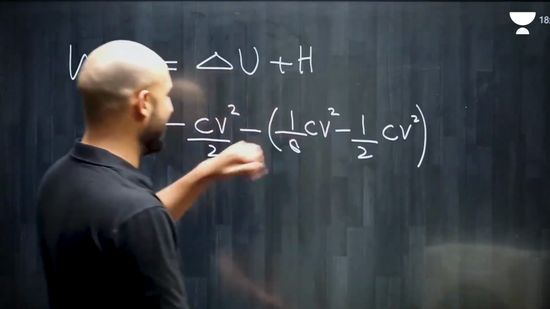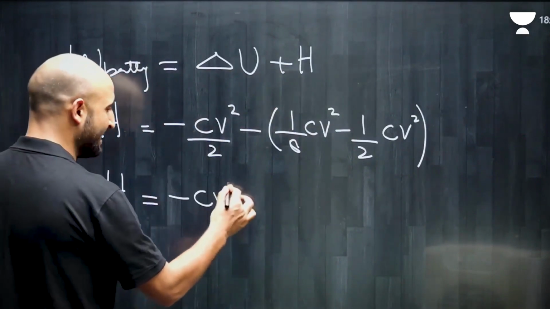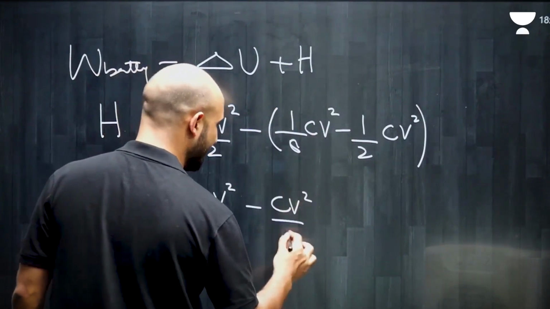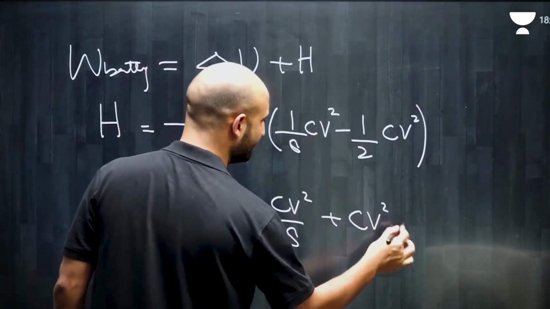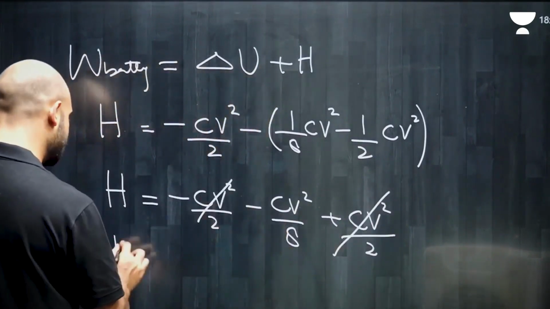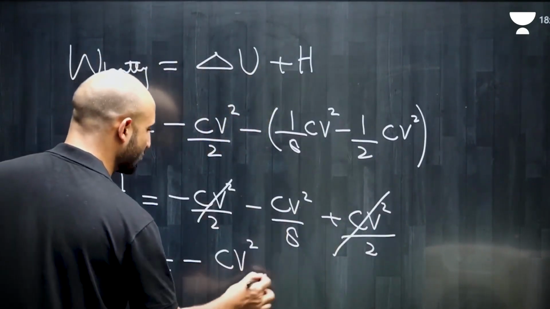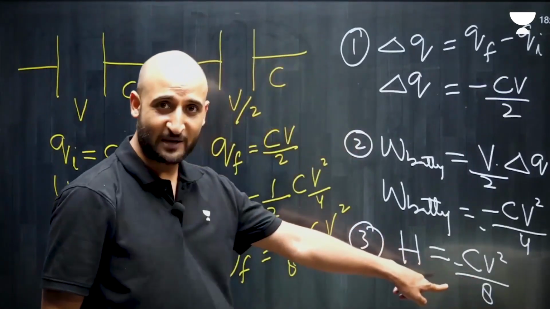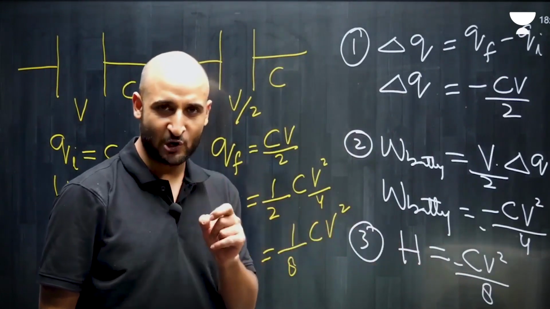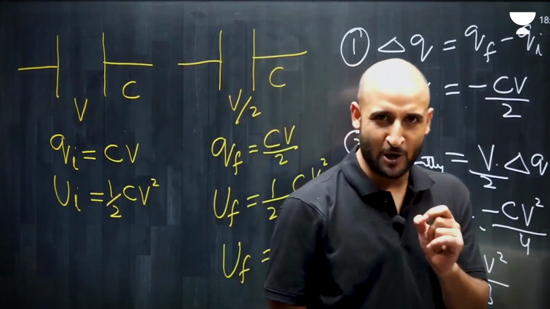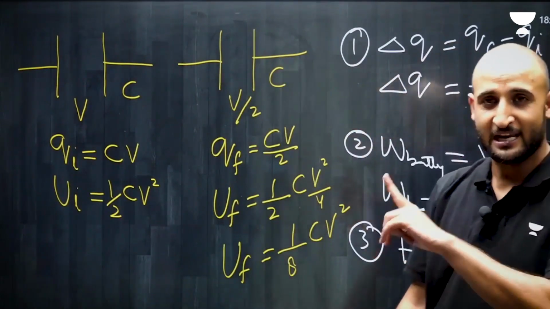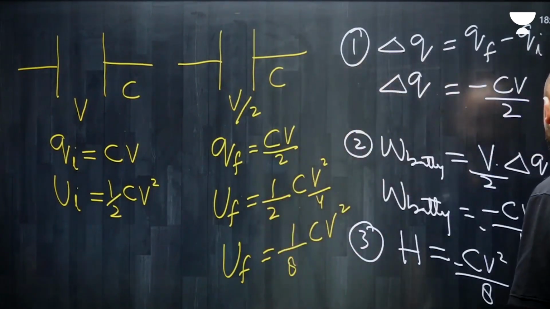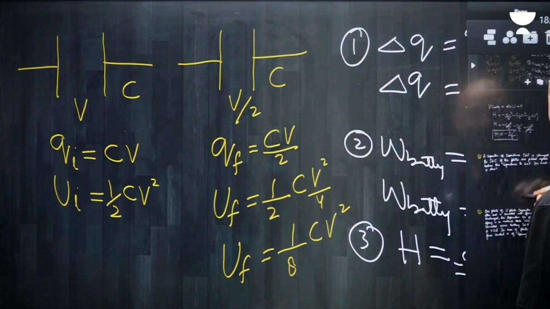Moving ahead here. So it is minus CV square by 2, minus CV square by 8, plus CV square by 2. This and this will go. Heat dissipated is equal to CV square divided by 8, and that's what I told you earlier. Remember it once and for all: heat dissipated in the process, in these questions, is always equal to work done by the battery divided by 2. Half of the energy supplied by the battery is dissipated in the form of heat. All right, so that's all about this question.